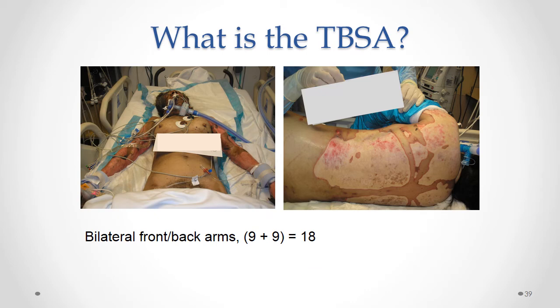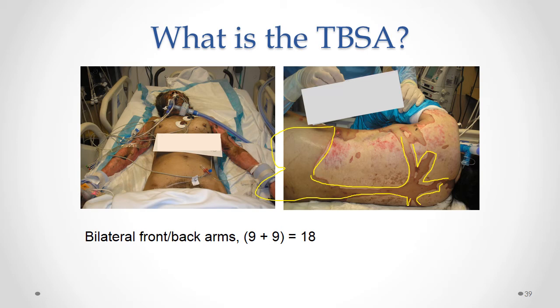So if we look at this particular TBSA, what we're looking at here, both arms, front and back, 9 and 9. And then on the back we have these, what I call sparing bands, where the skin is still intact here. So we have these sparing bands right in here, so we have to subtract those from 18, all right? And you can see we include the buttocks as part of that, so we include that as all spared.